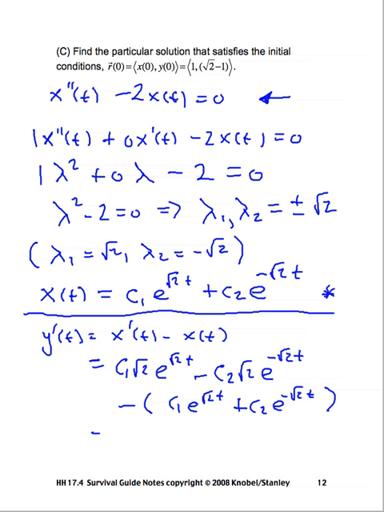And if we simplify this, so what are we going to get here? Well, you got to do a little algebra. So what happens? We have c1 times the square root of 2 e to the square root of 2 times t, so if you combine this c1 here with this c1 here, we get c1 times the square root of 2 minus 1 e to the square root of 2 times t.